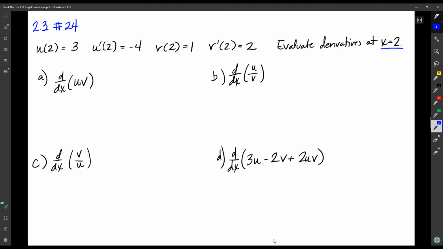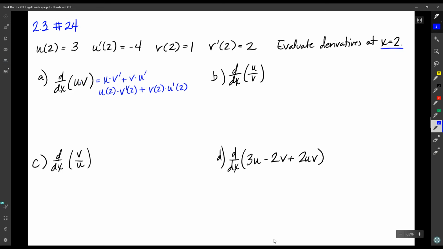We've got the derivative of a function that is given by u times v. So we know to differentiate that function, we want to use the product rule. The product rule says take the first function, in this case u, multiply by the derivative of the second function. That would be v prime. Then we're going to add the second function, v times the first function's derivative, which is u prime. Then what we do from here is we want to substitute in the values of these functions at x equals 2. In other words, we're going to do u of 2 times v prime of 2 plus v of 2 times u prime of 2.